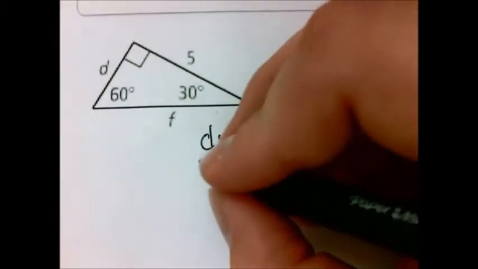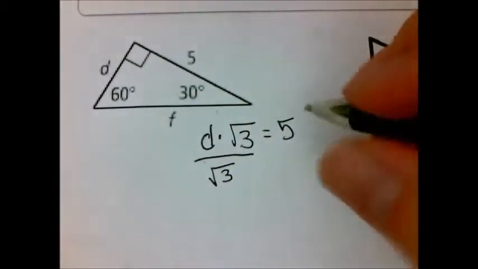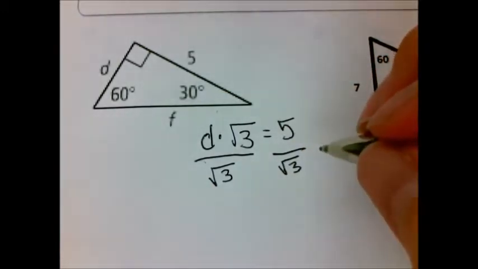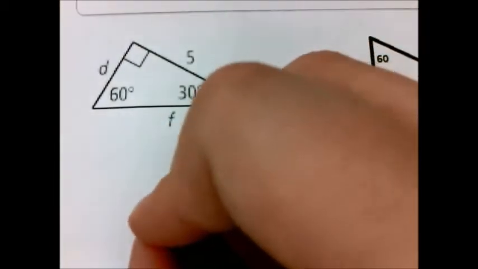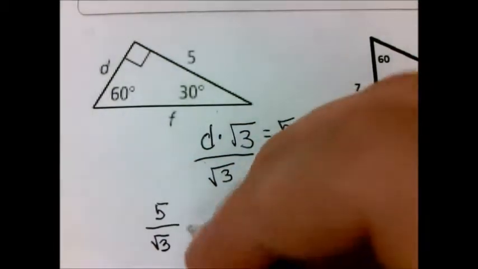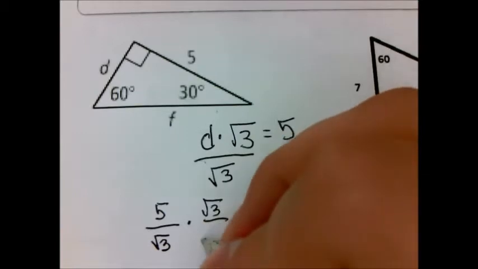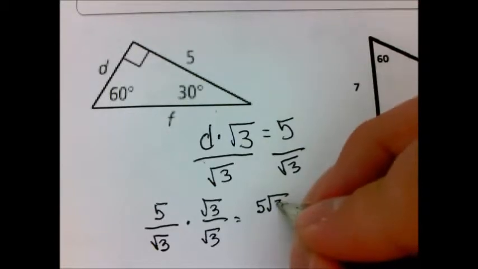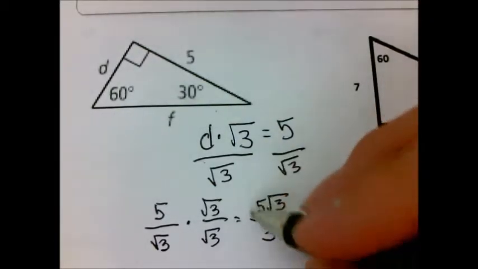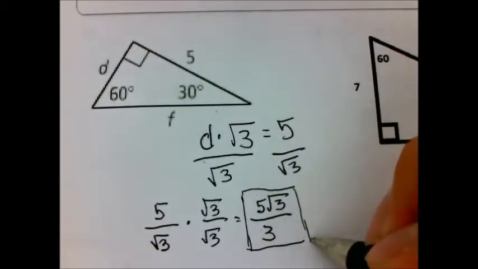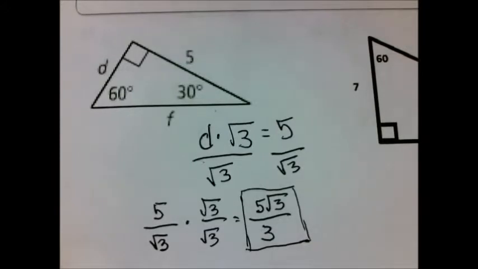So we're going to divide by square root of 3 on both sides. That's going to give us 5 over square root of 3. We're going to multiply the top and the bottom by square root of 3 to get rid of that radical. It's going to give us 5 square root of 3 over 3. Now this is the shorter leg. Now to find the hypotenuse, we have to go back up here.